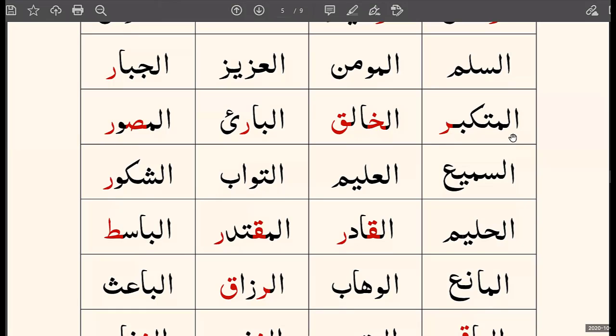Alif. Alif, Lam, Mim, Ta, Kaf, Ba, Ra, Ra. Alif, Lam, Kha, Alif, Lam, Kha, Alif, Lam, Ba, Alif, Ra, Ya, Hamza.